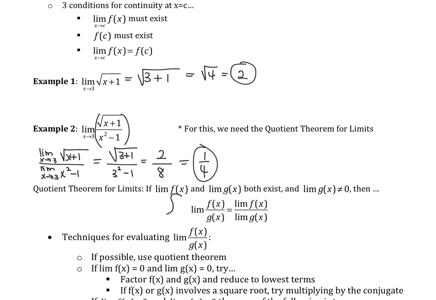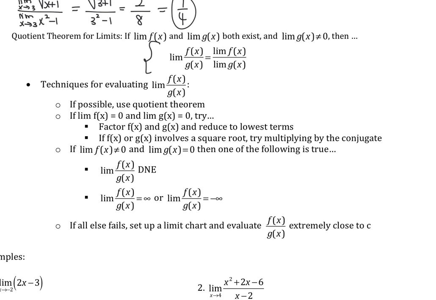So you can see this quotient theorem for limits below. So the limit of f of x and the limit of g of x both exist, and the limit of g of x does not equal 0, then we can break apart this limit of two different functions into the limit of the numerator over the limit of the denominator. And I have some techniques for evaluating a limit of a quotient like that. And so if possible, we're going to use that quotient theorem and do some direct substitution.